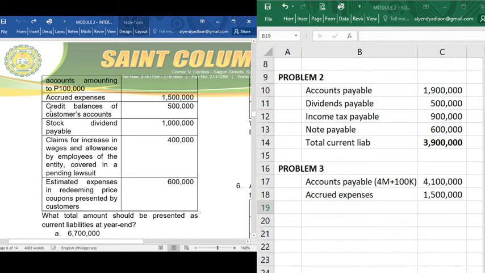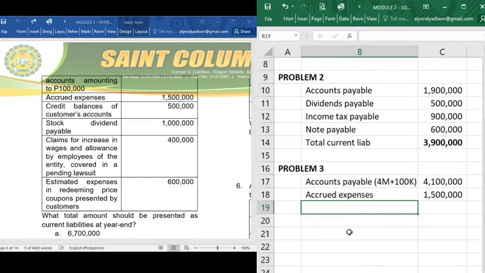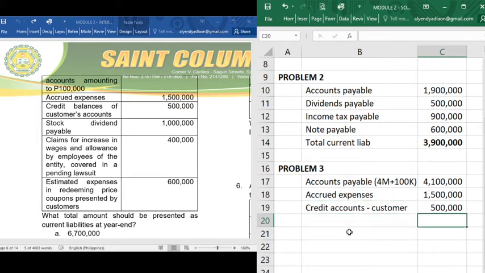Now, what does it mean? So this means that maybe there are advance payments made by our customers. Okay, there are advance payments or overpayments made by our customers. Now, since this is an overpayment of the customer, and we have the obligation to return the overpayment, or in case this is a cash advance, and we have the obligation to deliver the merchandise to the customer, then this is treated as a current liability. Okay, because again, we have the obligation to return the excess payment or to deliver the merchandise in case that is a cash advance. Alright, credit accounts of the customer, that is a liability of 500,000.